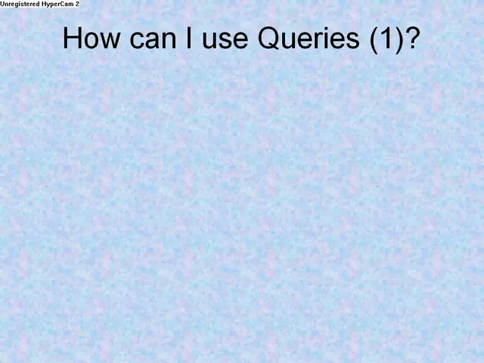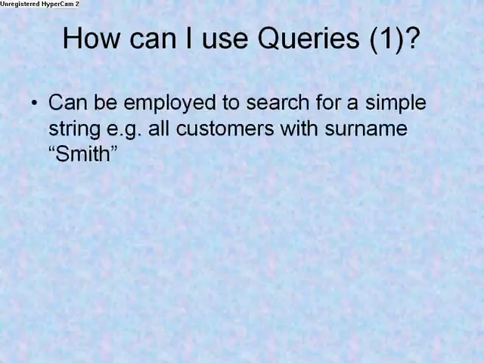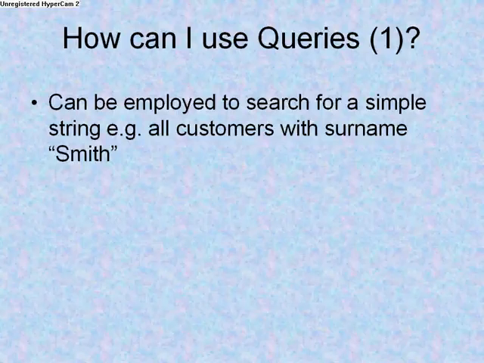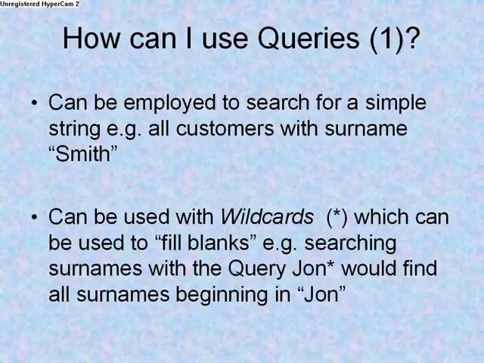And how can you use these queries? You can do it in several ways. The first way you can use queries is to search for simple search strings. If you typed Smith into a query and ran it, it would find all customers with the surname Smith, for instance. You can also use queries in conjunction with what we call wildcards. These are like the blank tiles in Scrabble that can mean anything. For instance here, if I did a query with JON asterisk, where asterisk is the wildcard, the query would then go off and find every surname in the database beginning with JON.